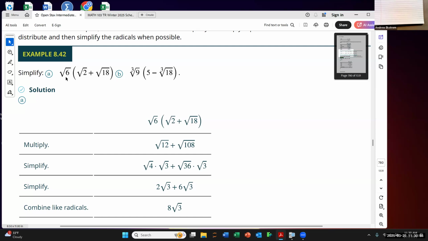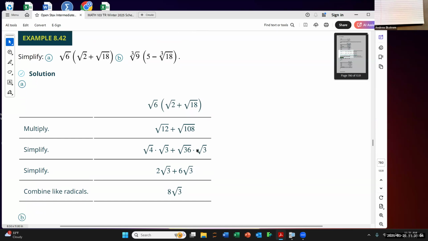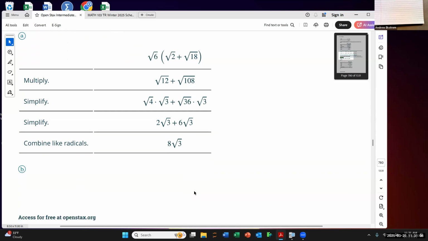So looking at some of these, distribute the values so you can see kind of what they're doing here. And eventually you can start eliminating things.